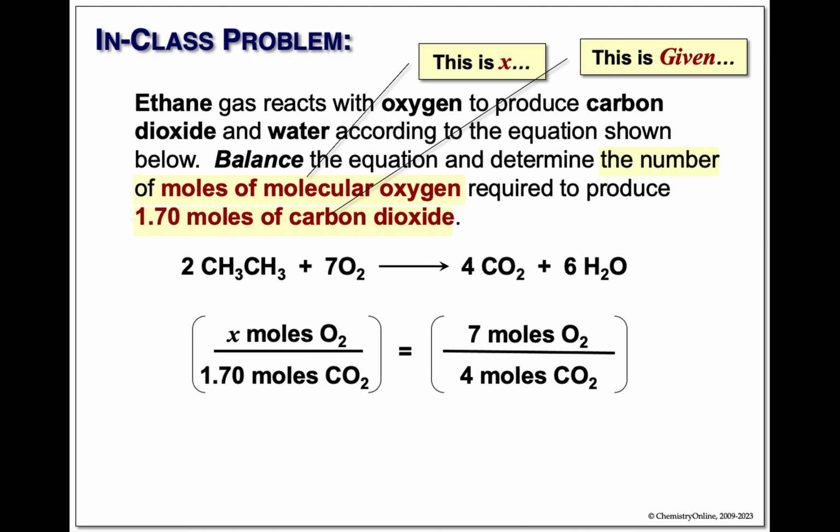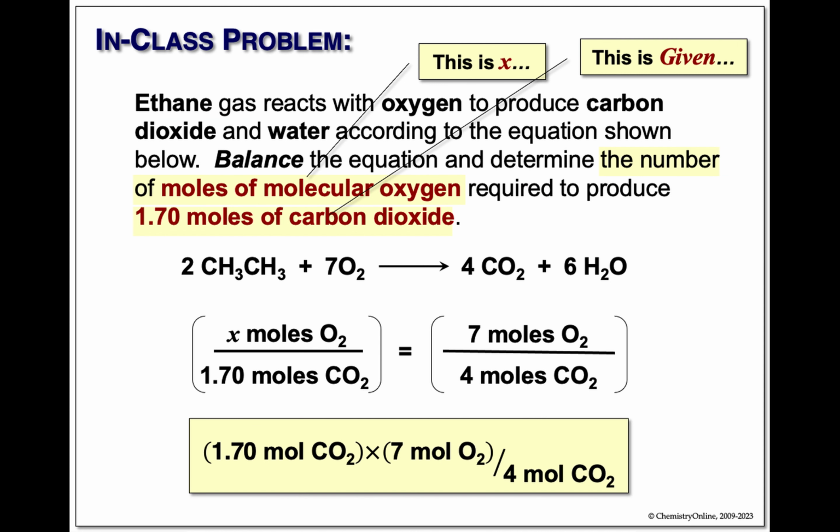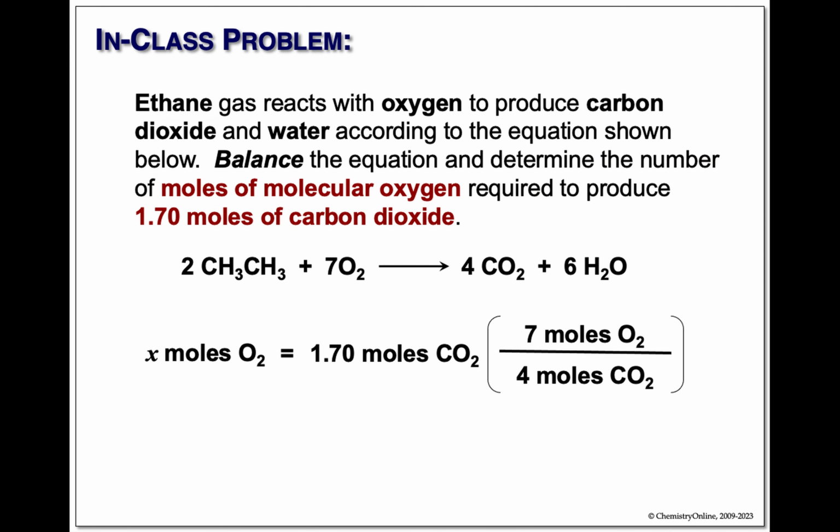On your calculator, 1.7 times 7 divided by 4. Moles of CO2 cancel, so that's good. Simple math. Again, this is the long way. 1.7 times 7 divided by 4, and we wind up with 2.975 moles of oxygen.